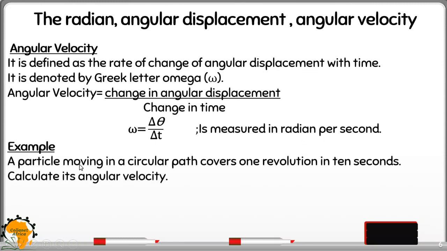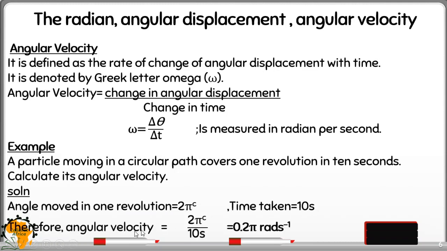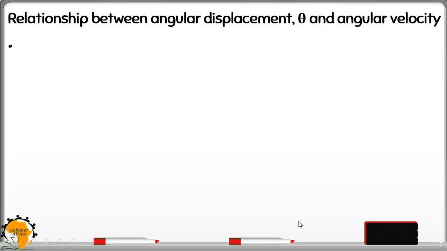We can look at an example. A particle moving in a circular path covers 1 revolution in 10 seconds. Remember, 1 revolution is equivalent to a circumference. Therefore, the angle moved in 1 revolution will be equivalent to 2 pi radians, and the time taken is 10 seconds. Therefore, angular velocity is 2 pi radians divided by 10. You get that it is 0.2 pi radians per second.